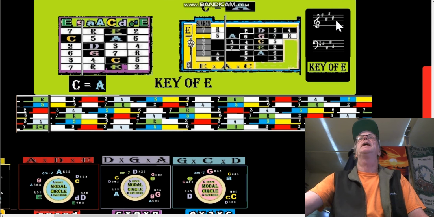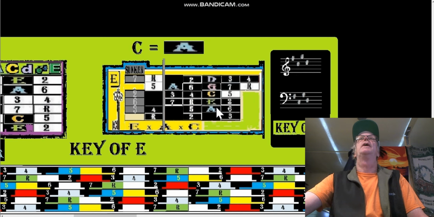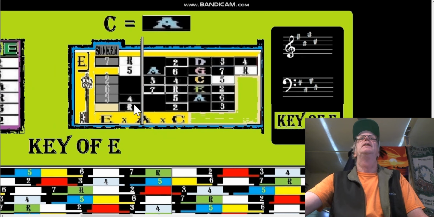Move along. The 5th of A is E. Got the key of E. Add another sharp. Key of E. E becomes what? The root right there. Okay, so now I think I made a mistake with that. Yeah, this is right. With the key of E, this is right. E becomes the root.